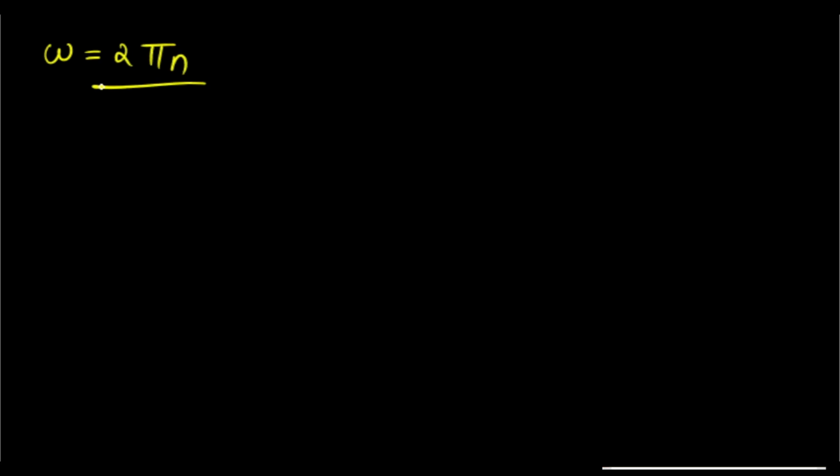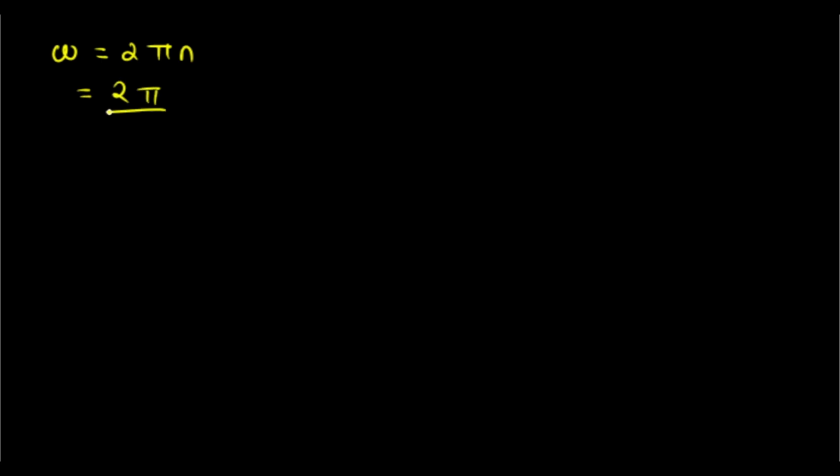Let's begin with the first formula, which is omega is equal to 2 pi n, is equal to 2 pi by t. k is equal to 2 pi by lambda, v is equal to n into lambda. These are formulas which will be really helpful.